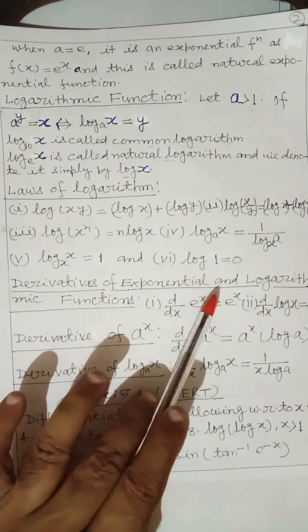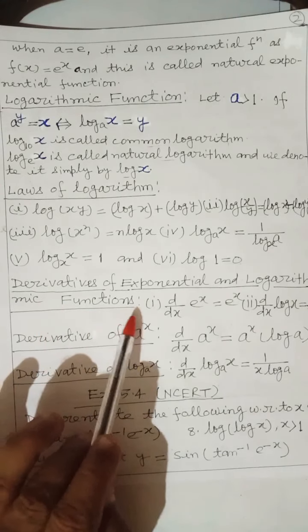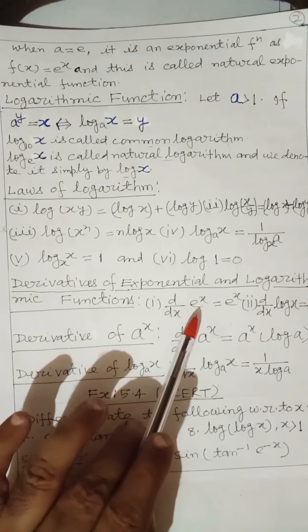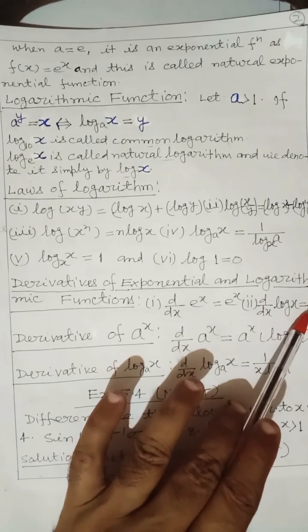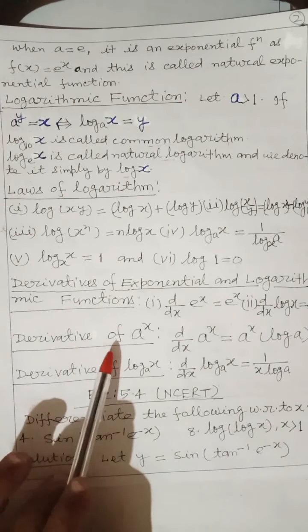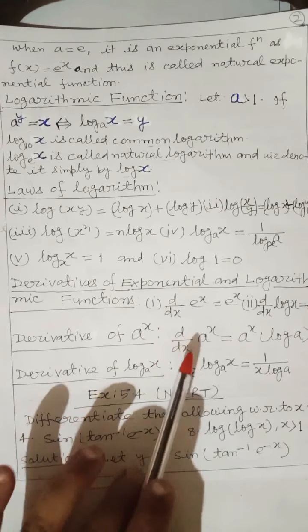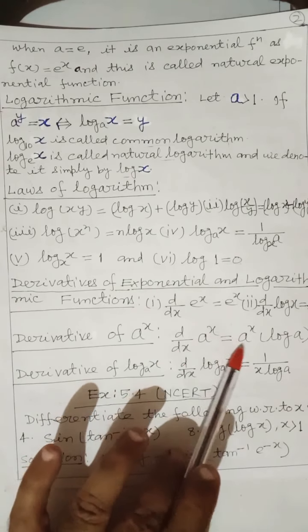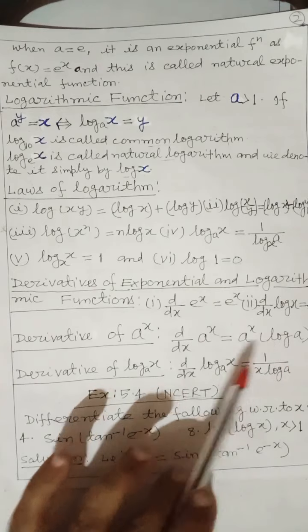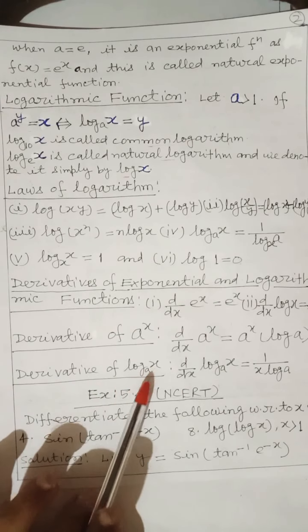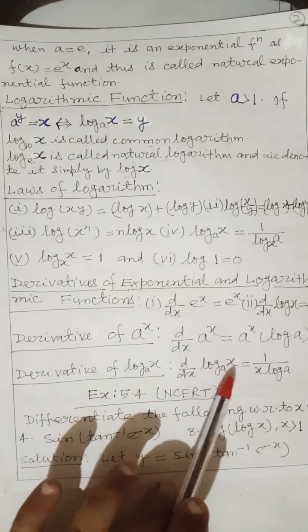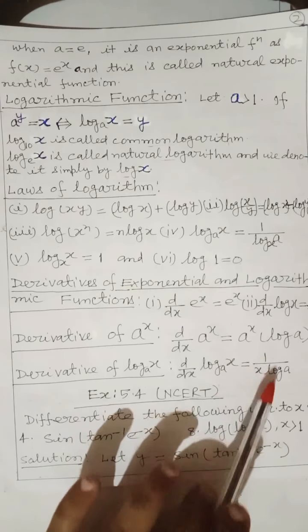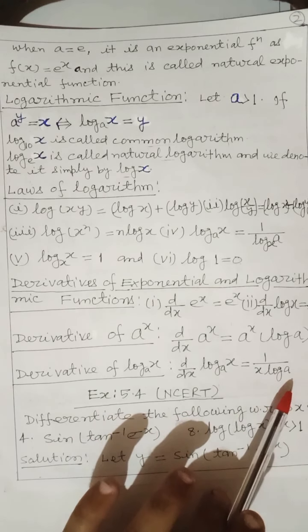Derivatives of exponential and logarithmic functions. d/dx of e to power x equal to e to power x. d/dx of log x is equal to 1 by x. Derivative of a to power x, that is d/dx of a to power x, is equal to a to power x log a. Derivative of log x to the base a, that is d/dx of log x to the base a, equal to 1 by x log a.